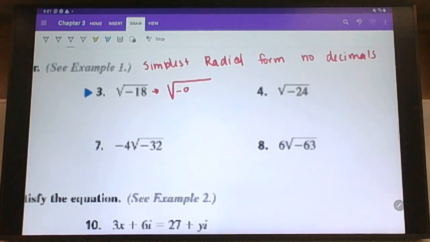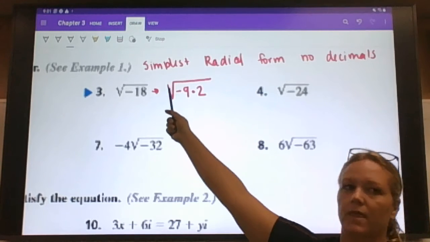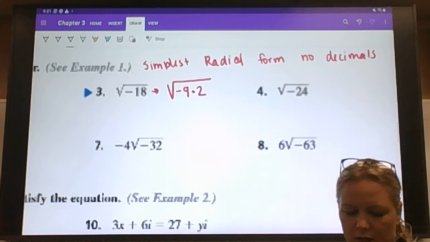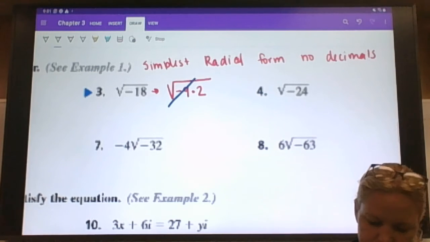18 is negative 9 times 2. And that's more valuable than 6 times 3. 6 and 3 don't square root, but 9 is a perfect square, so I can simplify my radical. Since I can square root 9, I'm going to.